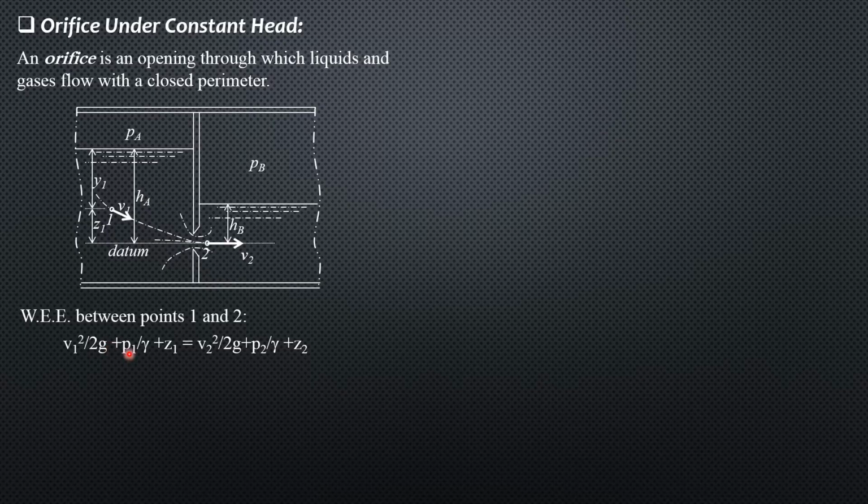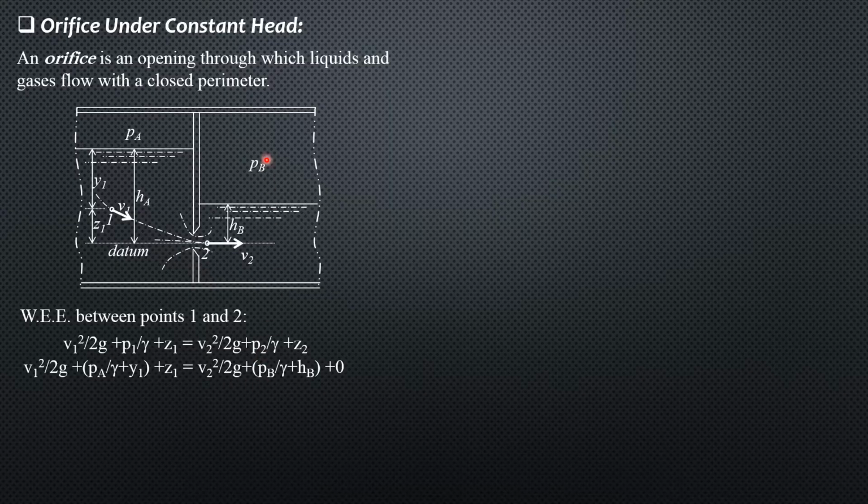Now, pressure at 1 is pressure at A plus gamma, the specific weight of liquid, times Y1. So therefore, pressure head at 1 is equal to pressure head at A plus Y1, after we divide by gamma. And substituting, pressure head at A plus Y1, that's the pressure head at point 1, plus elevation head at 1 equals velocity head at point 2.